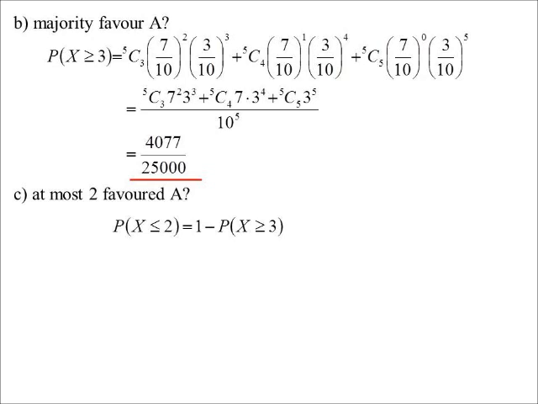So rather than rework everything, I'll say, oh, hang on. Well, that's got to be 1 minus the probability that majority favoured A, the one that we just worked out. So that makes it a lot easier using that idea. So basic probability ideas we can still use.